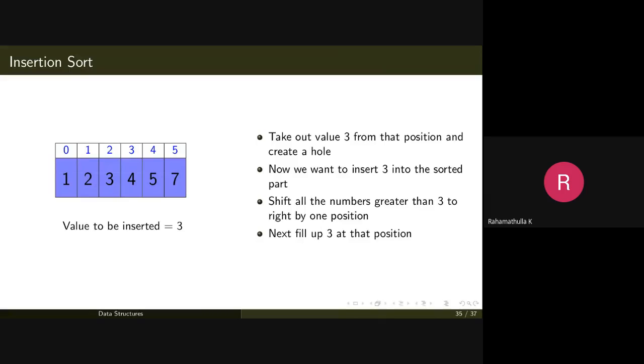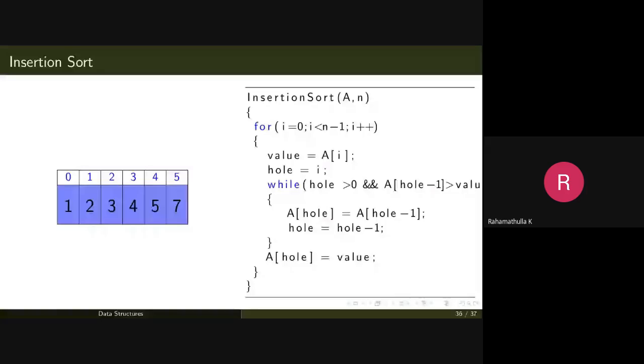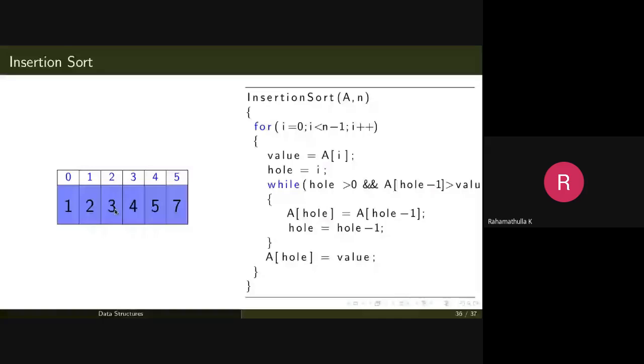We will look at the algorithm pseudocode. So we need to consider one element at a time. So that is this for loop, for i equal to 0, i less than n minus 1, i plus plus. So when i equal to 0, we'll consider the first element. When i equal to 1, we'll consider the second element. When i equal to 2, we'll consider the third element, and so on.